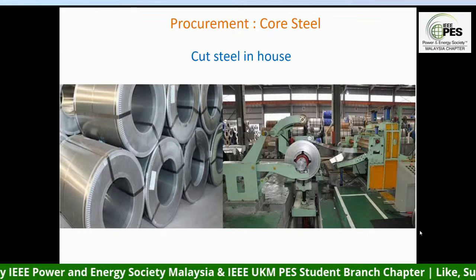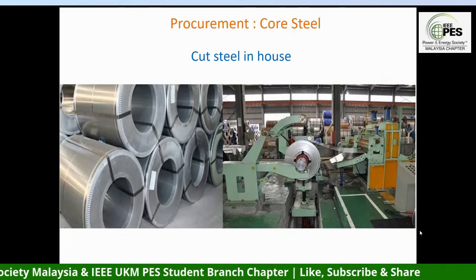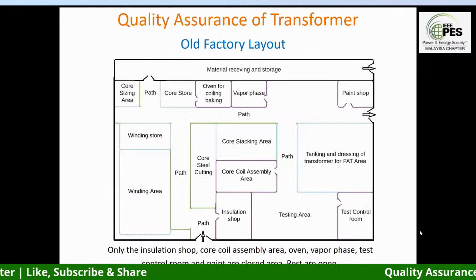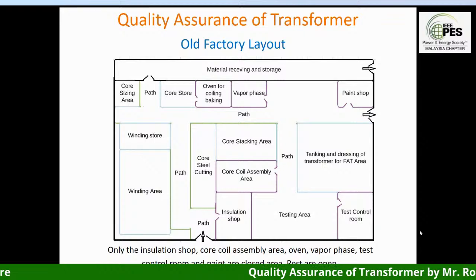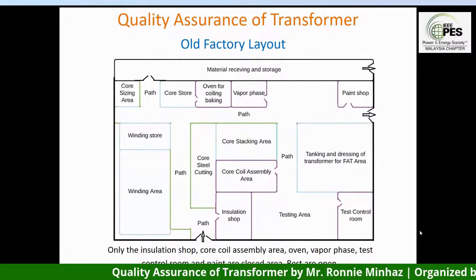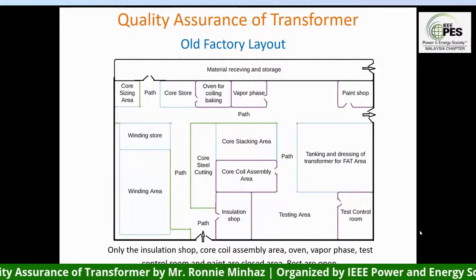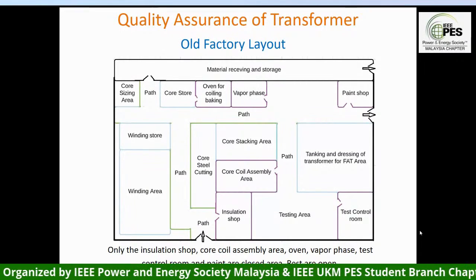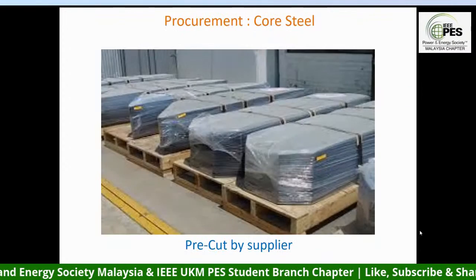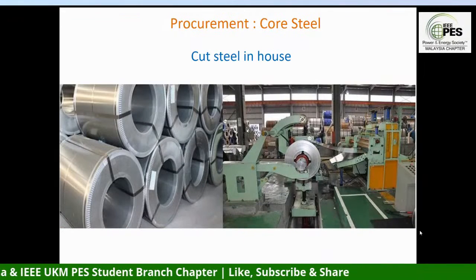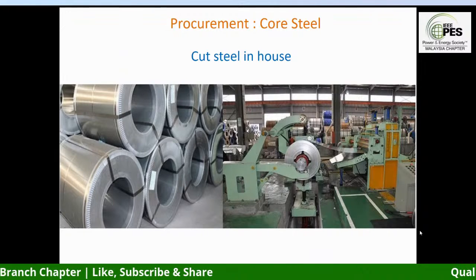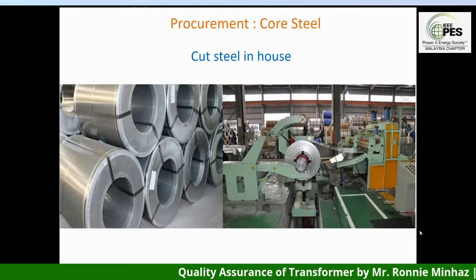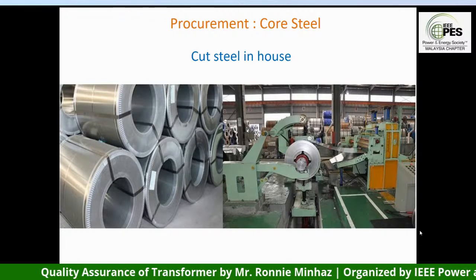Now the problem with this core cutting machine is that when they cut the steel, it creates metal particles. Let's go back to the old factory layout that I talked about. You see the winding area, and right across from it you have the core steel cutting area. The winding area is not separated from the core steel cutting area. Imagine you have this machine in the core steel cutting area where the steel is being cut. This metal particle can fly from this area to the winding area and land in the winding.